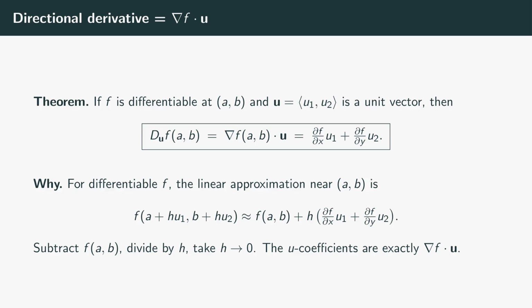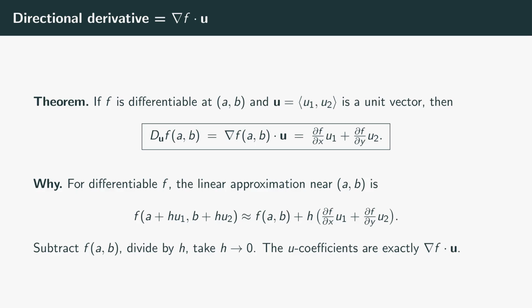Plug in the displacement h times u. The x piece is hu1, the y piece is hu2. Subtract f of (a, b), divide by h, send h to 0. The leftover is exactly the partial of f with respect to x times u1, plus the partial of f with respect to y times u2, which is the dot product del f dot u.